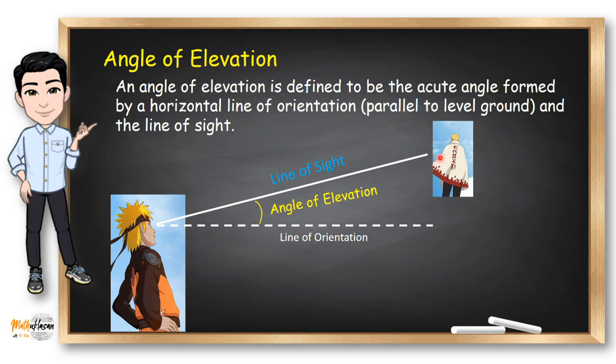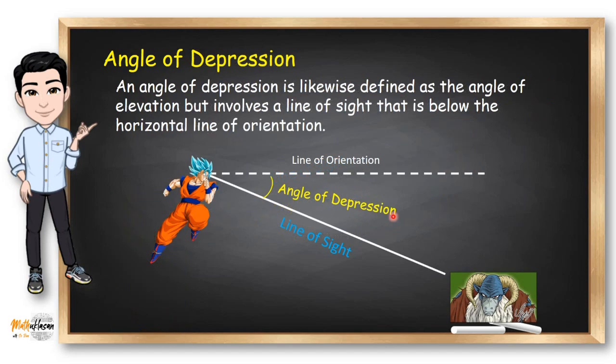Ang angle ngayon na nabubuo between the line of sight and the line of orientation is called the angle of elevation. Since yung observer ay nakatingin sa taas, elevation ang pinag-uusapan natin. But what if the observer is looking down? It's called angle of depression. An angle of depression is likewise defined as the angle of elevation but involves a line of sight that is below the horizontal line of orientation.